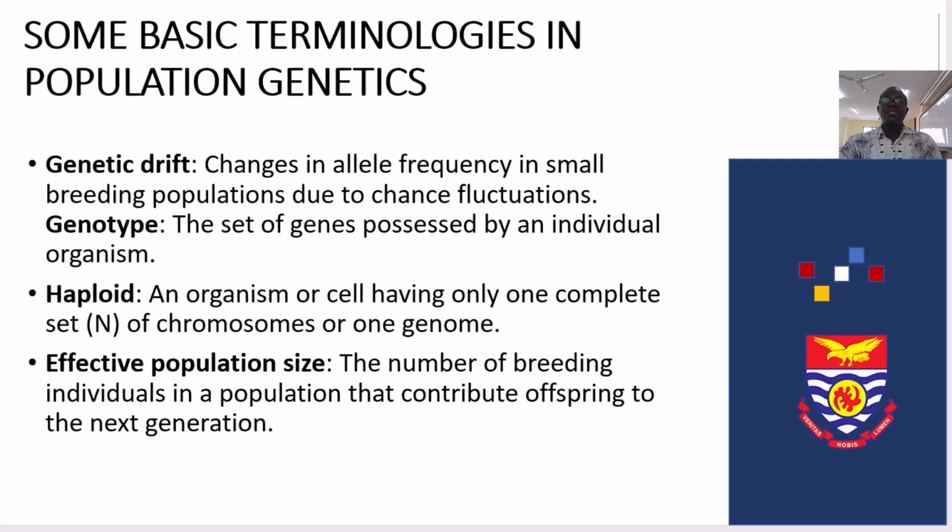Genotype, the set of genes possessed by an individual organism. Haploid, an organism or cell having only one complete set of chromosomes or one genome. Effective population size, the number of breeding individuals in a population that contribute offspring to the next generation.